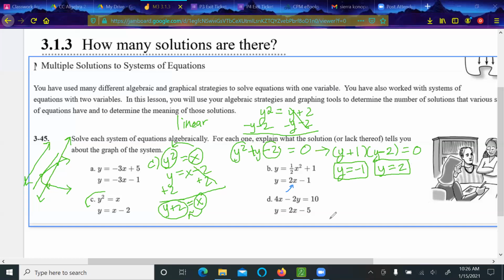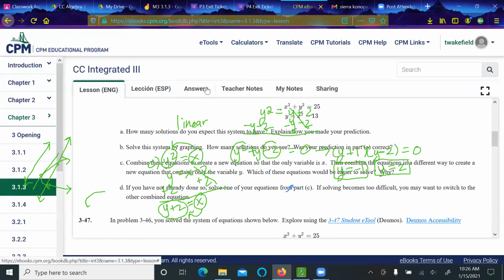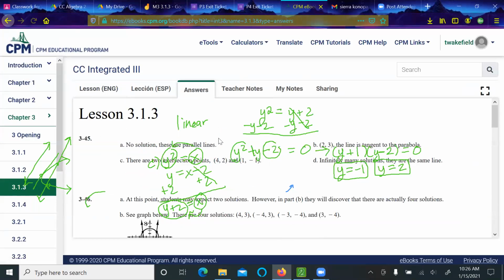You know what? Let me double check that in the answers in my CPM book. Let's go to answers. We're on number 45, right? There are 2 intersection points. So C says 4, 2, and 1, -1. So yeah, we have to find x and y. Last time, for B, we found x is 2, right? So we actually have to find y, and we'll get y equals 3. So it's just for B. A, they were parallel, so we didn't need to do that. Okay, that's good to know.